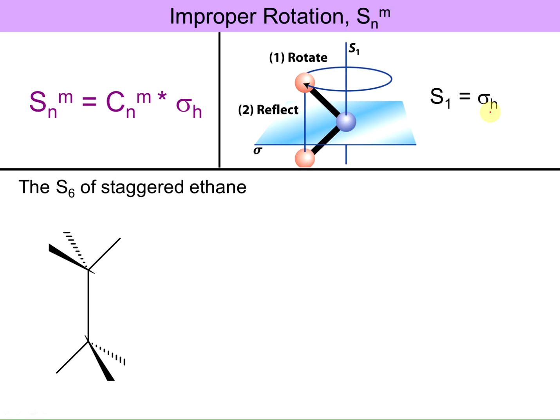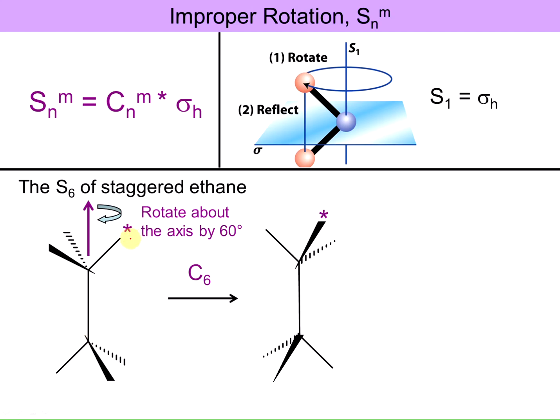But here's an example of an S6. So we're looking at staggered ethane. So the first thing we do is the C6. So we rotate the axis by 60 degrees. So the carbon-carbon bond here is going to be our rotation axis. So we rotate it by 60 degrees. So this comes out forward, so it goes from the plane of the paper, starts coming out, and this then was coming out at us, now goes to the plane of the paper, and we rotated everything by 60 degrees.